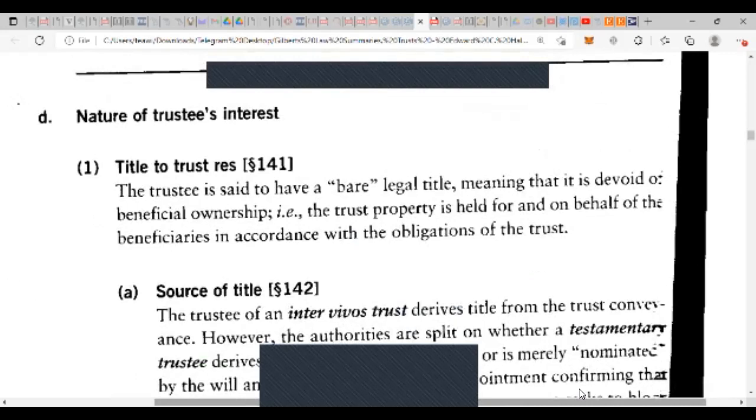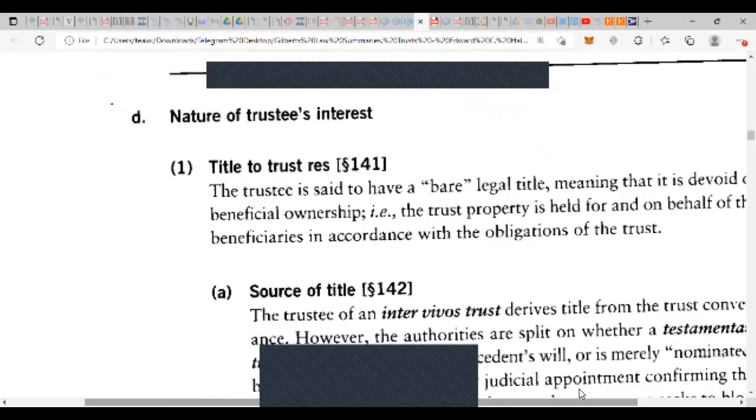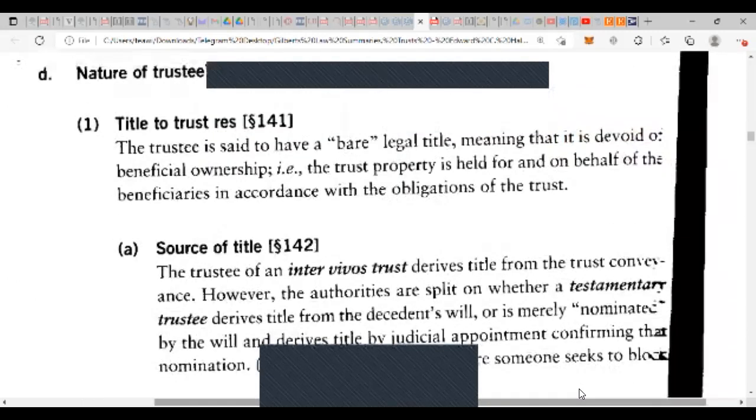Title to trust res, Section 141. The trustee is said to have a bare legal title, meaning that it is devoid of beneficial ownership, i.e., the trust property is held for and on behalf of the beneficiaries in accordance with the obligations of the trust.